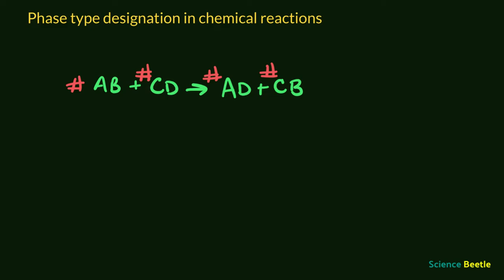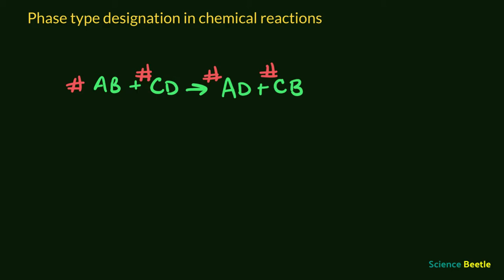Hey, welcome back, students. In this video, I want to take some time to talk about the phase type designations that we see in chemical reactions. There's only a couple of them, and I've already got a generic reaction here in front of us. And so the main thing that we want to know here is things about the phase types. And so let's go ahead and put that.